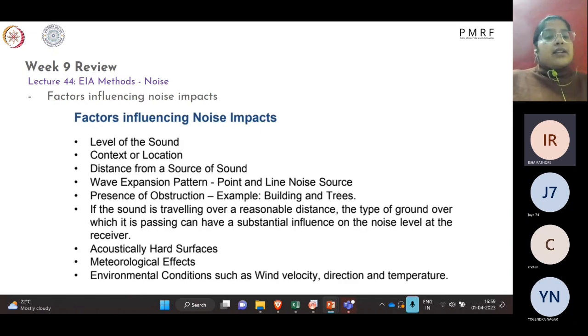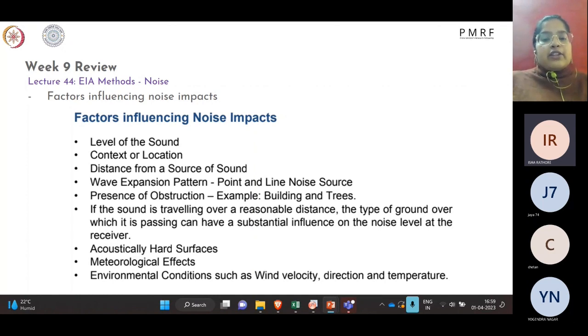And then there are certain factors which influence noise impact. These are the level of sound, the context or location of the sound, the distance from a source of sound, the wave expansion pattern, whether it's being generated from a point source or a line noise source, and the presence of obstruction. When there's an obstruction, sound gets diverted, because again, this is based on wave theory. So any obstruction causes a disruption to the sound movement.